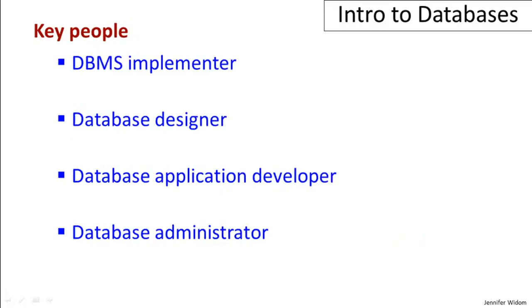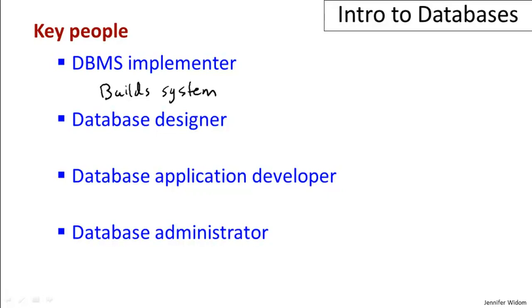Now let's talk about the people that are involved in a database system. The first person we'll mention is the person who implements the database system itself, the database implementer. That's the person who builds the system. That's not going to be the focus of this course. We're going to be focusing more on the types of things that are done by the other three people that I'm going to describe.